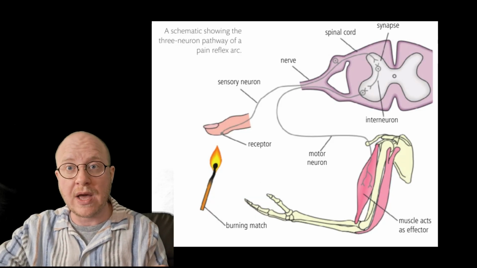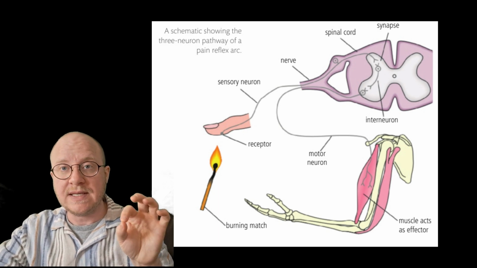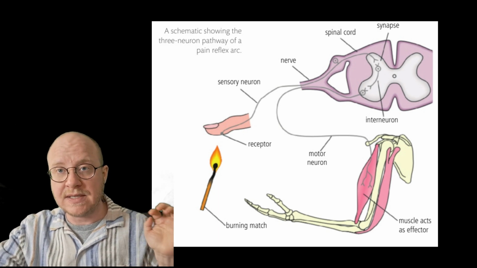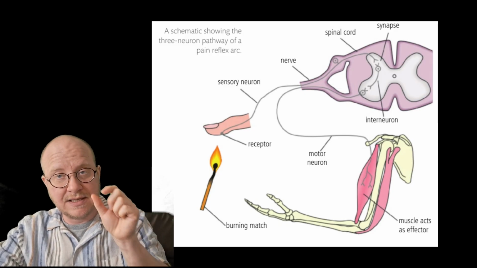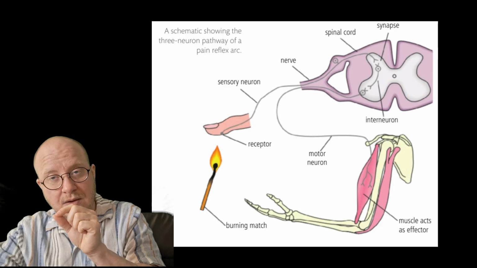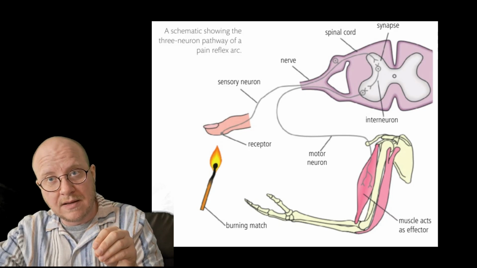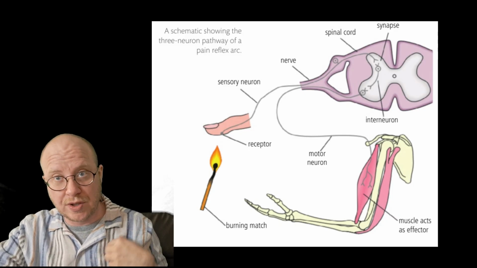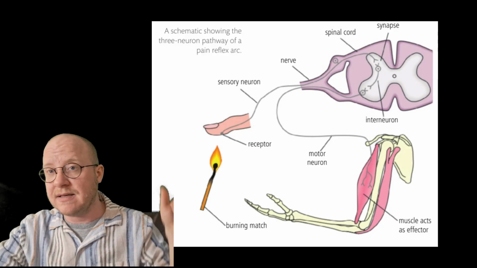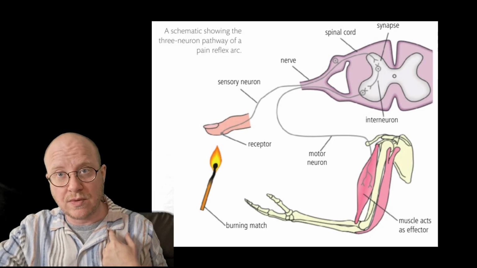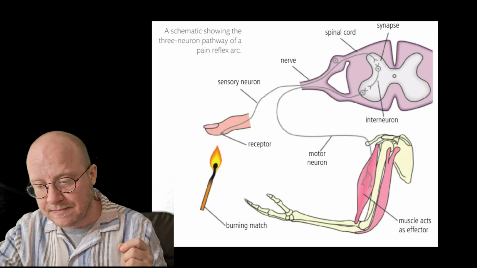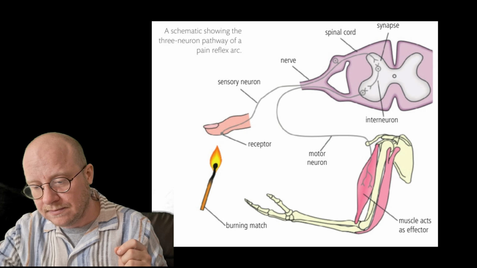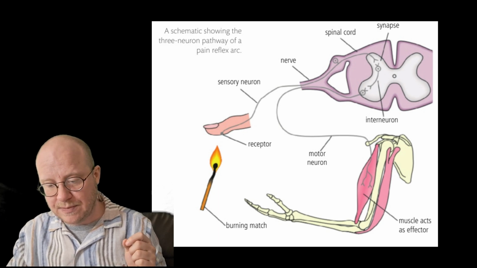Okay, so there's nothing happening in your brain. So the signal goes up the sensory neuron, over to the relay interneuron, which connects it to the motor neuron, which yanks your hand away. Okay, so that process, that reaction, that response to pain doesn't even touch your brain. It goes through your spinal cord. That's fascinating, isn't it? You can see a picture of this.